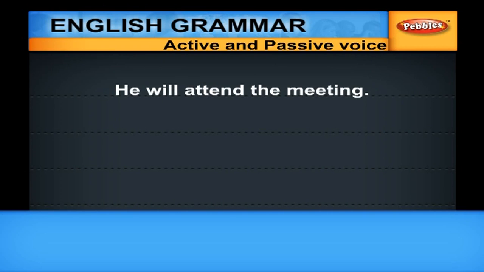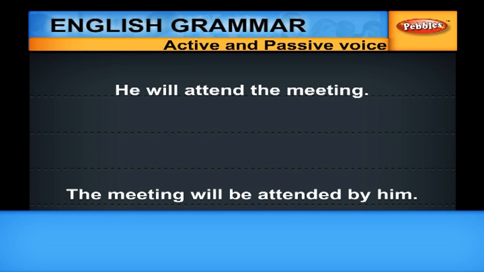What to do in case of verbs with modals followed by the main verb? All that you have to do is insert be. We will understand with an example. He will attend the meeting. It is in simple future tense. We have to insert be between the modal auxiliary and the past participle form of the main verb. Attended is the past participle form of attend. The meeting will be attended by him.